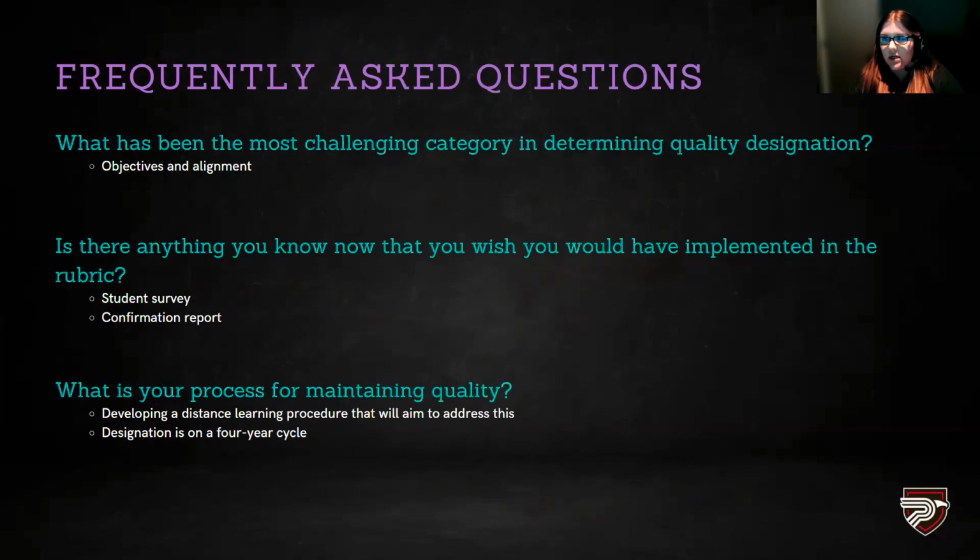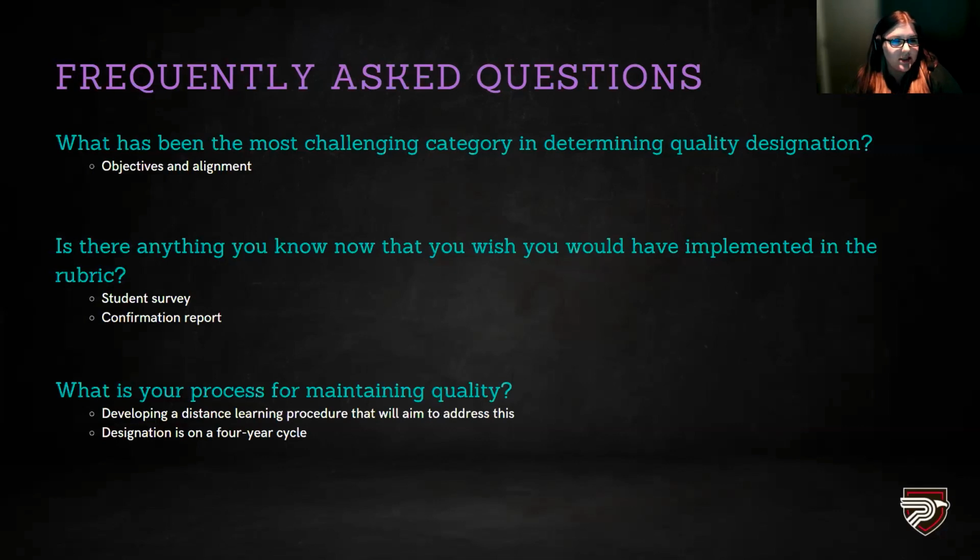So I wanted to touch on a couple questions that we had sent to us prior to our webinar today. So one of those was, what was the most challenging category to determine quality through our process? And the most challenging or the most common is objectives and alignment. So many faculty just aren't aware of the importance of objectives in their courses. And sometimes they think that an assignment might align to a specific objective, and this is just giving them an opportunity to really think about that and make sure that it is.